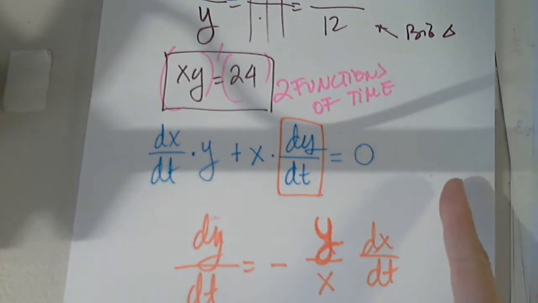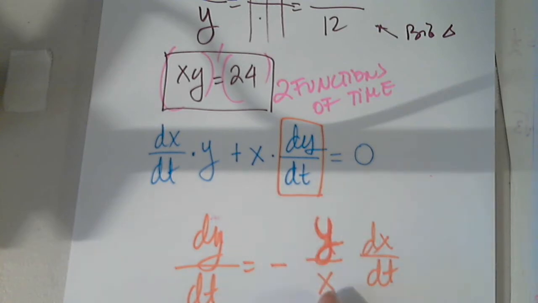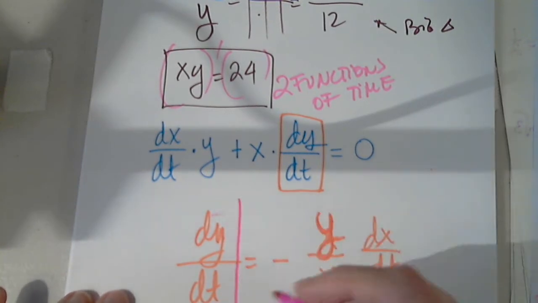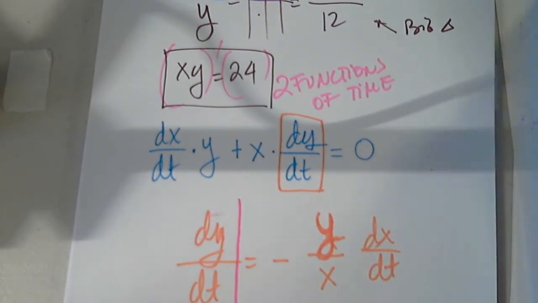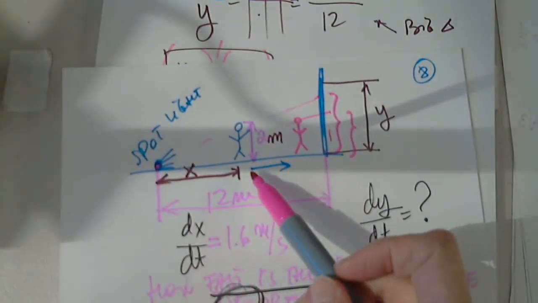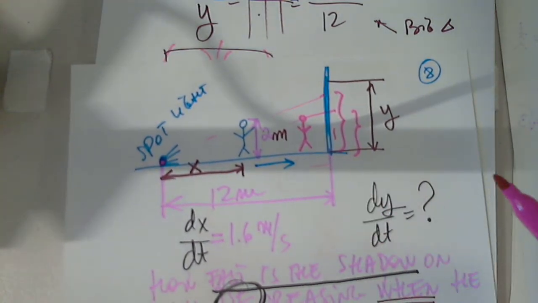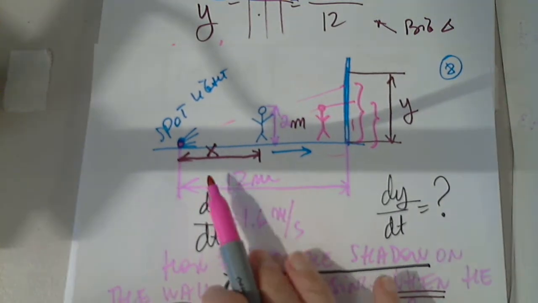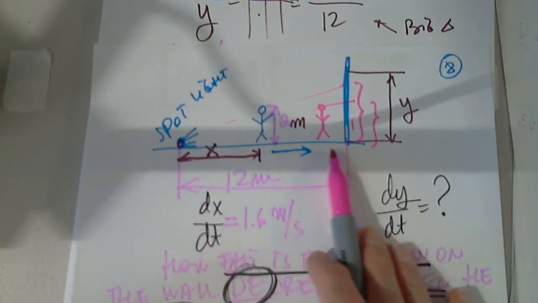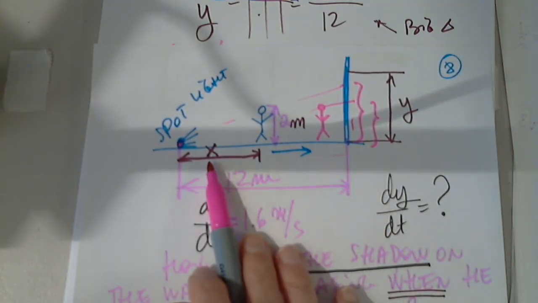I move y dx over dt to the other side and I divide by x. At this point I'm happy because I can plug in whatever I'm given. I am given that this distance is 4 meters, but I don't have anywhere to plug it in. But I will plug in x. If this is 4 meters, how much is x?